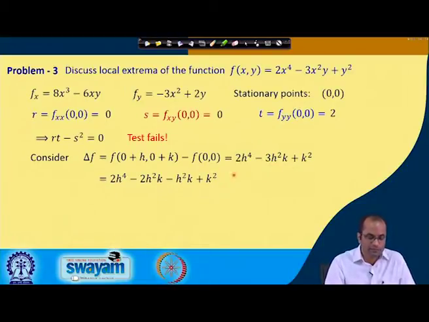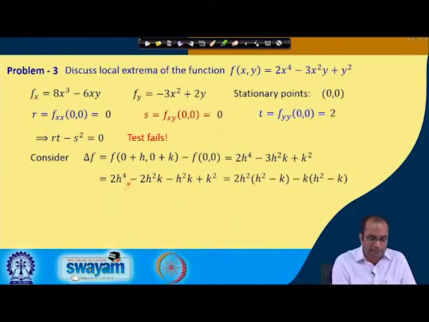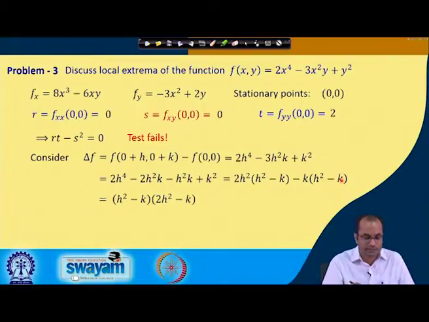So, minus 3h²k, we have written this as minus 2h²k and minus h²k, and then we take 2h² common from the first two terms. So, here we will get h² minus k, and then minus k from here we will get h² minus k. So, we have the product of (h² minus k) into (2h² minus k).